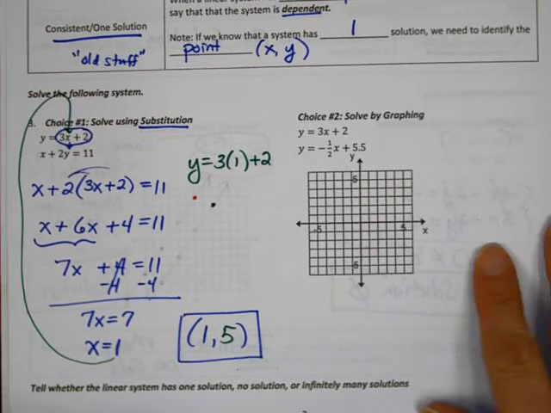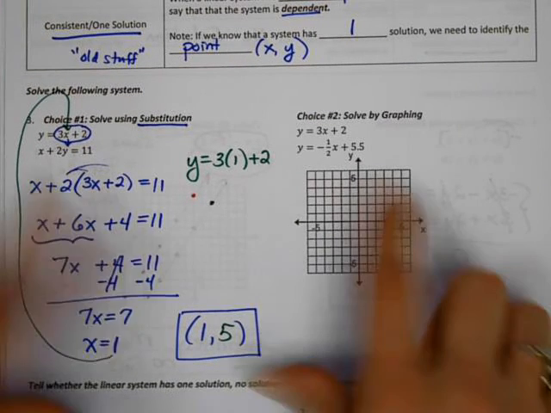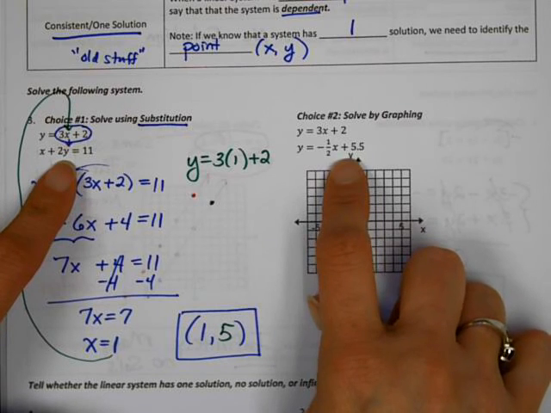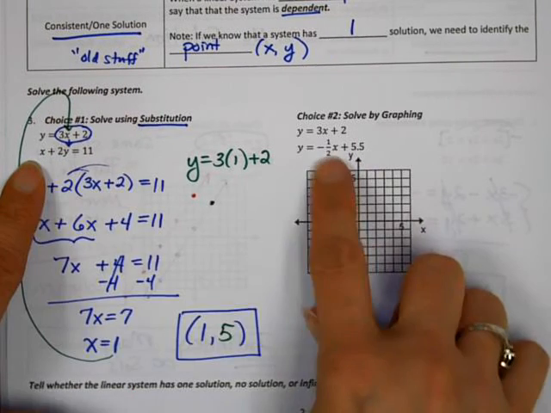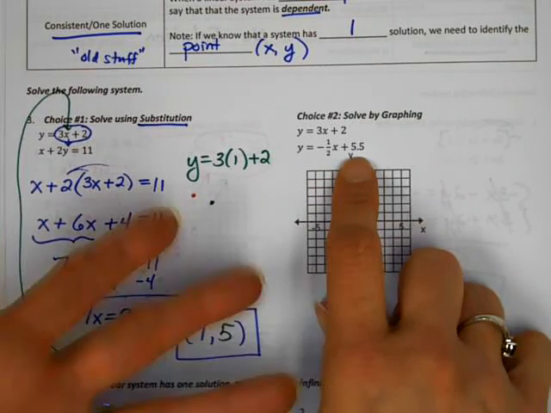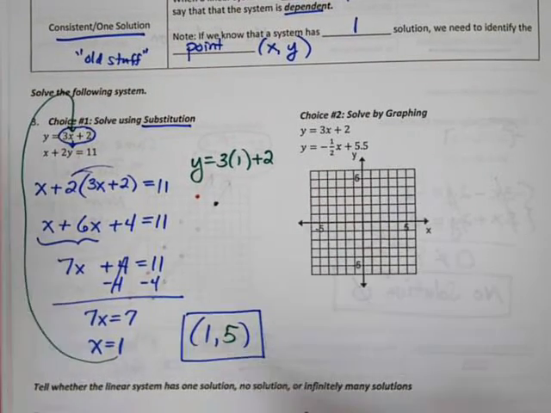Okay, number 2. Maybe you want to solve this system with graphing. I rearranged this equation here for you already. It's the same system, but we could solve it by graphing if you don't like substitution or even elimination. Let's go ahead and graph the first line right here.